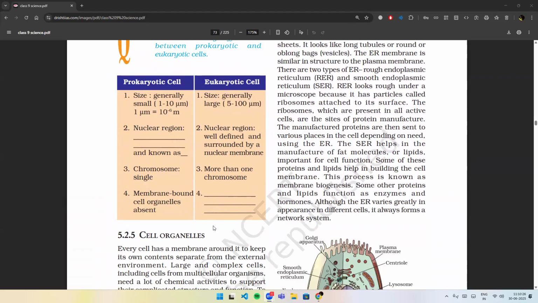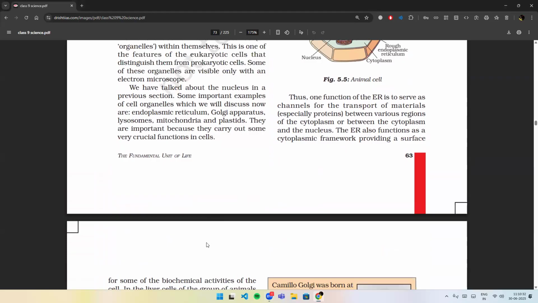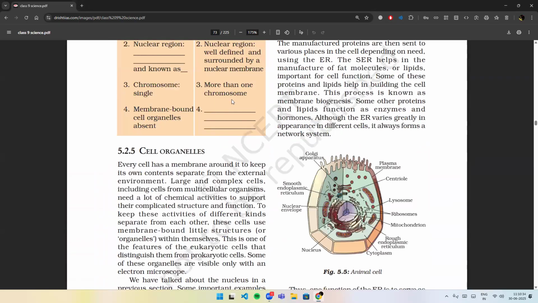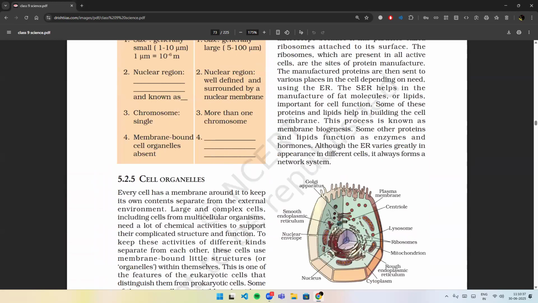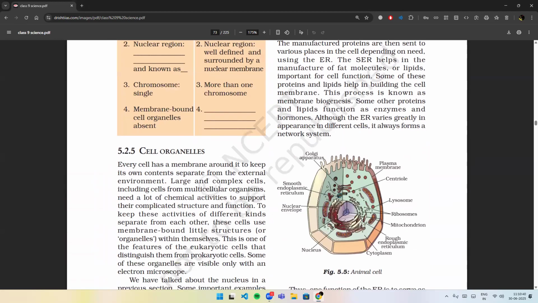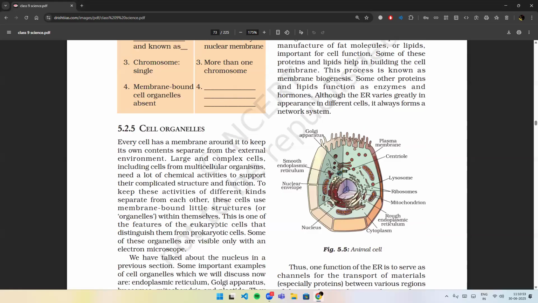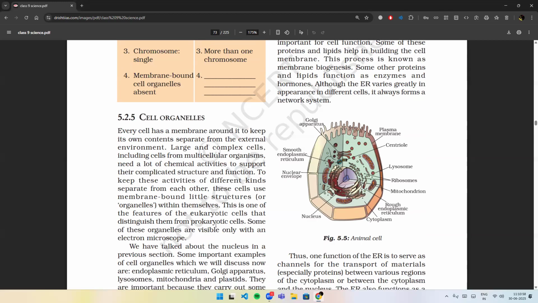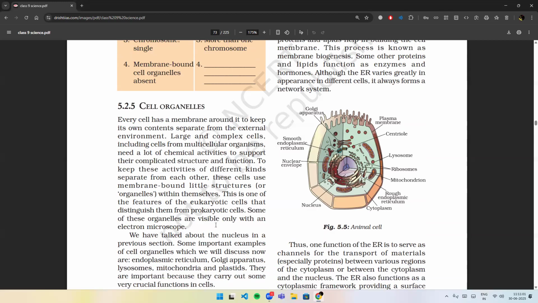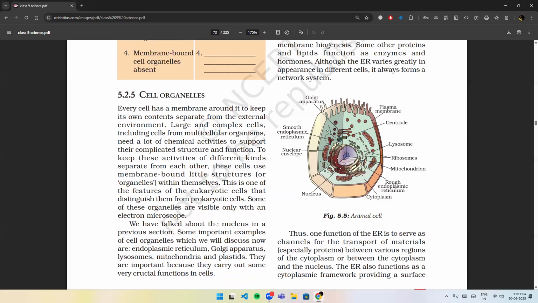Cell organelles. Every cell has a membrane around it to keep its contents separate from the external environment. Large and complex cells, including cells from multicellular organisms, need a lot of chemical activities to support their complicated structure and function. To keep these activities of different kinds separate from each other, these cells use membrane-bound little structures within themselves. This is one of the features of eukaryotic cells that distinguish them from prokaryotic cells.